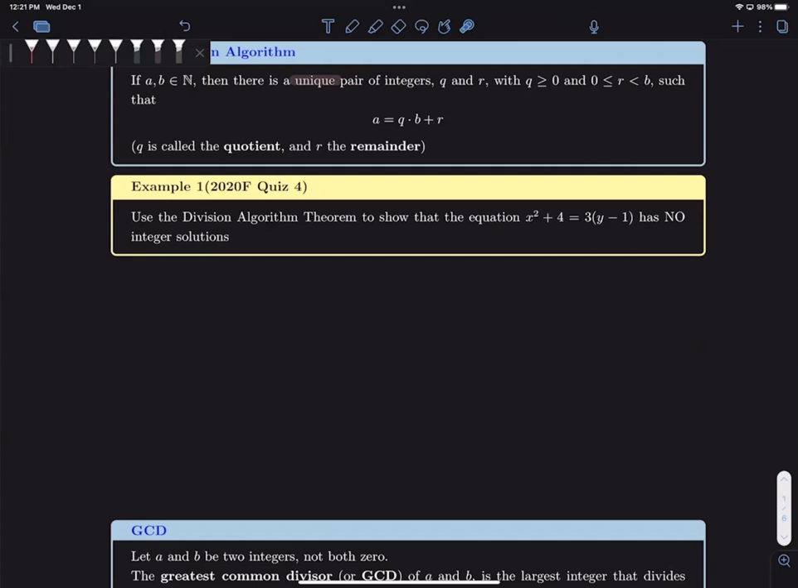So, tell me, how do we do this? You all did it in lecture, by the way. Take 4 to the other side, yeah. So x squared equals 3y minus 3 minus 4, so it's 3y minus 7.